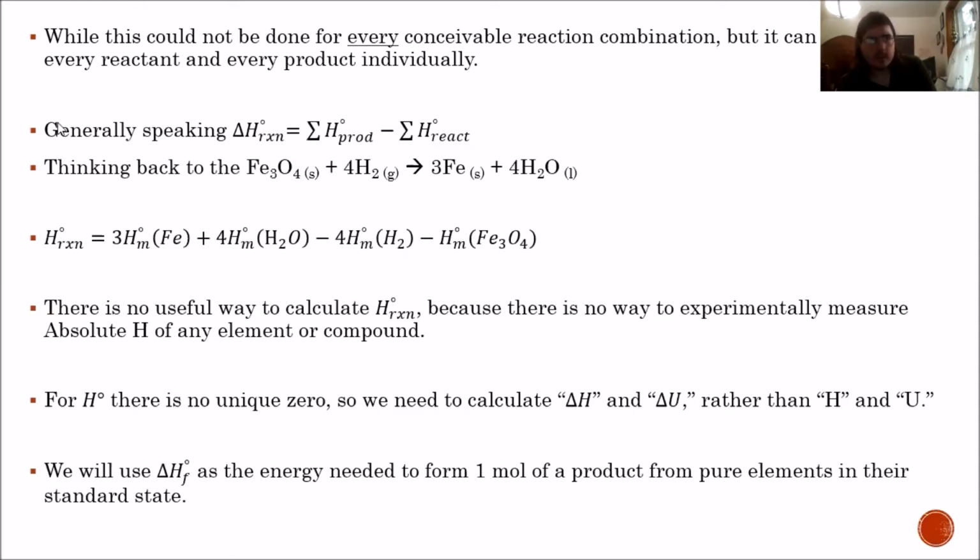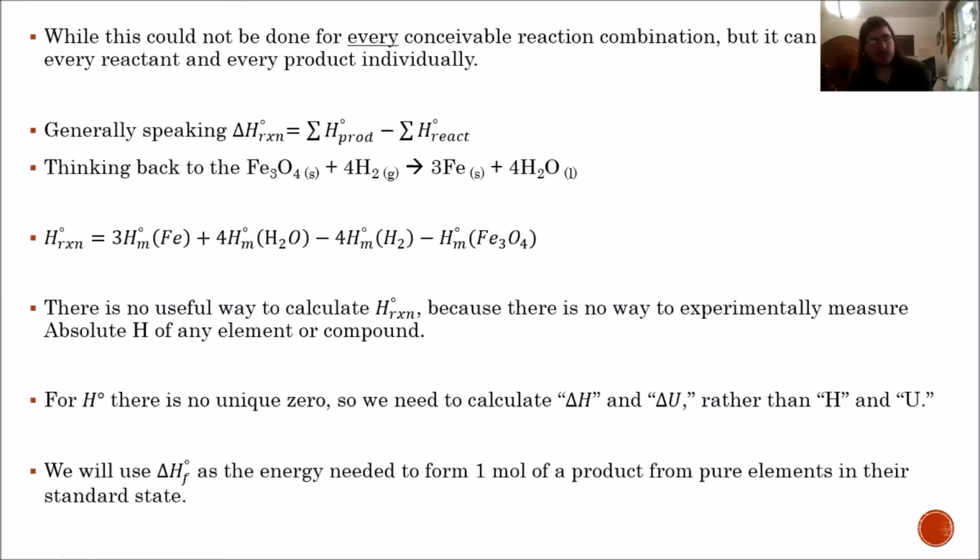Now, while this could not conceivably be done for every reaction combination, it can be done with every reactant and every product individually. So, while we can react iron oxide with hydrogen, or maybe react iron oxide with oxygen, can we react this with every single physical possibility to find every single reaction? No. But we can react each one individually and find out some facts about each individual reactant and product.